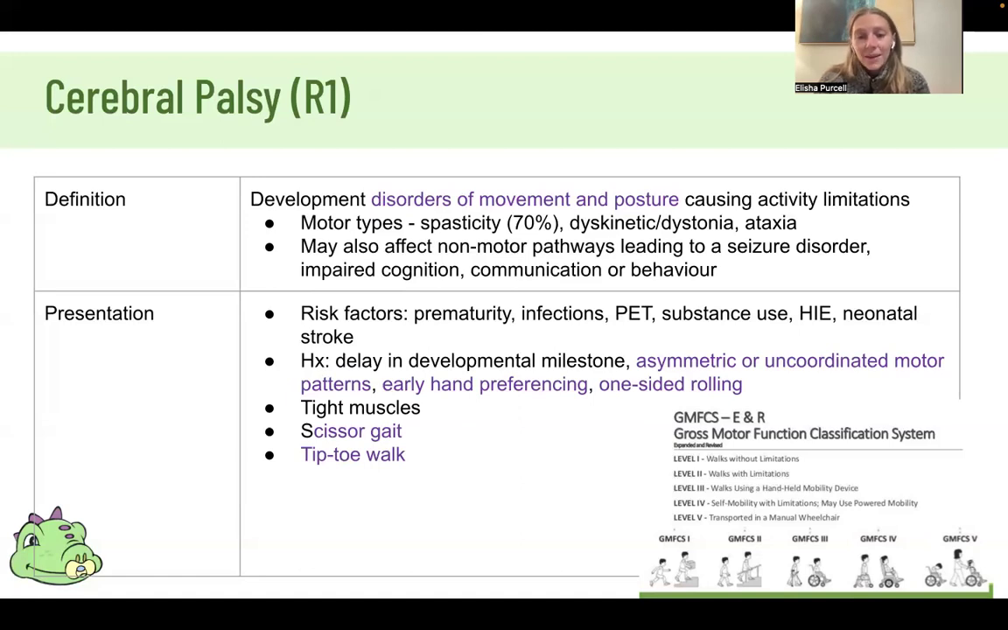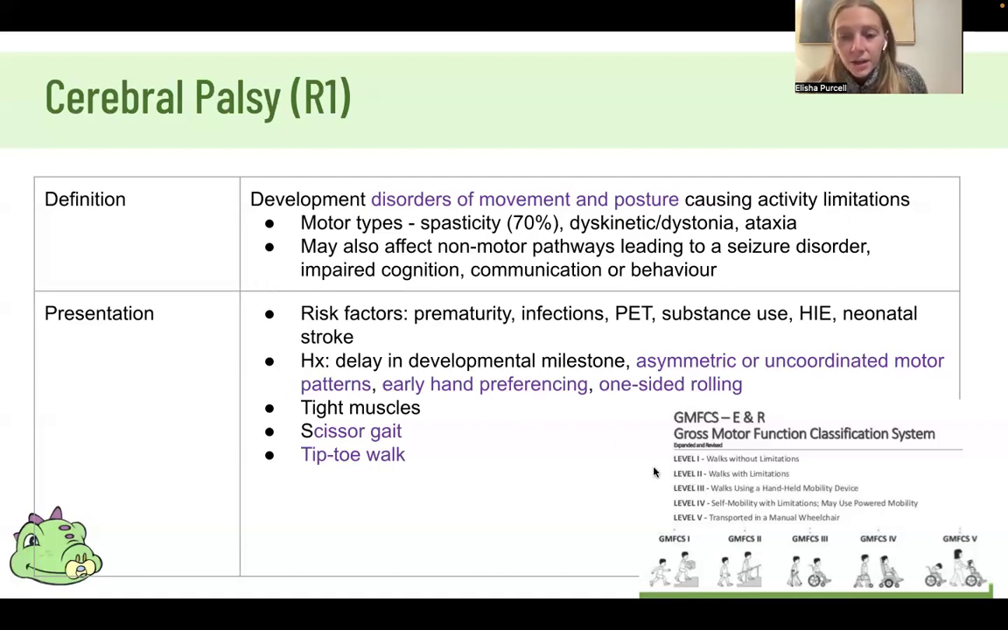So in history, big buzzwords: delay in the developmental milestones, asymmetric or uncoordinated motor patterns, early hand preferencing, and one-sided rolling. They are big buzzwords, as well as scissor gait and tiptoe walk. Just pop this here too. It doesn't come up, but if you are interested, I think it's really good to know, because this is a really common condition in life.